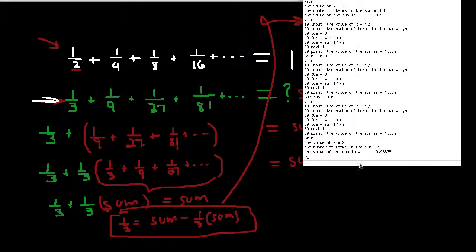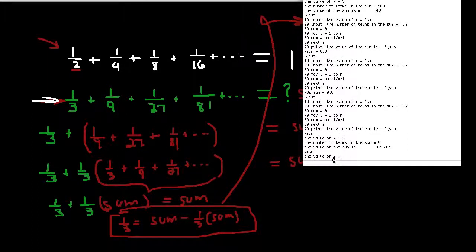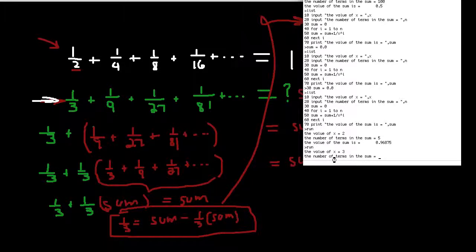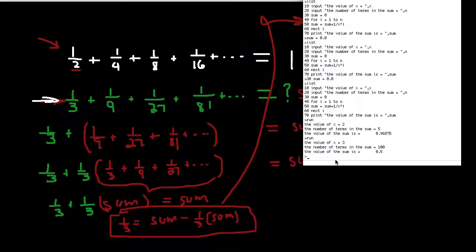Now let's go back to this and let's try running the program. Run, value of x is 3. Number of terms in the sum, let's pick 100. Value of the sum is 1/2. So the program executes and gives us the answer which the algebraic analysis gives us. So we can be pretty confident that the program is executing properly. So until next time.